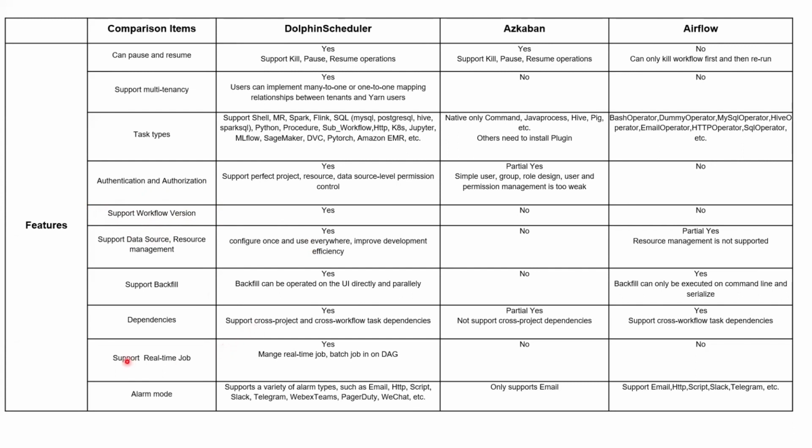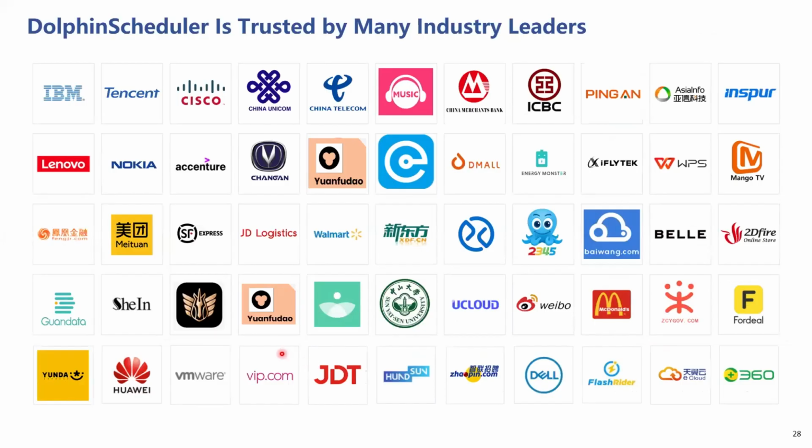Okay, so finally we talk about the real-time job. Someone will say Azkaban and Airflow use some CLI to do the real-time job, but with DolphinScheduler, we have a professional UI that helps you run the real-time job very easily and also integrate with batch jobs. Okay, so this is the final part.